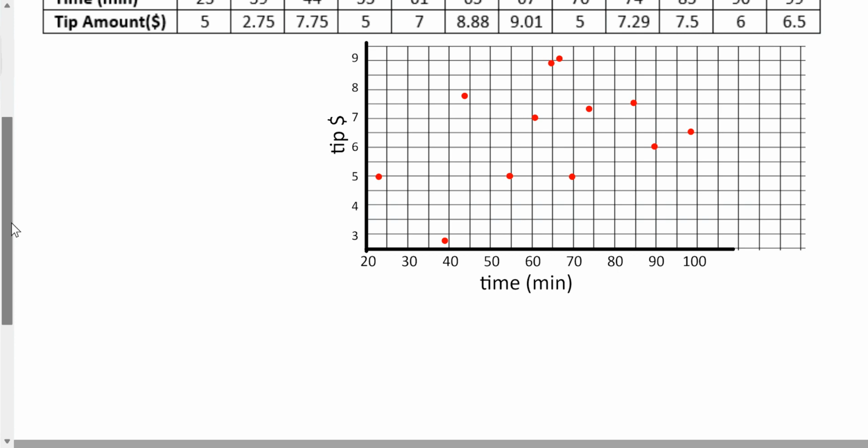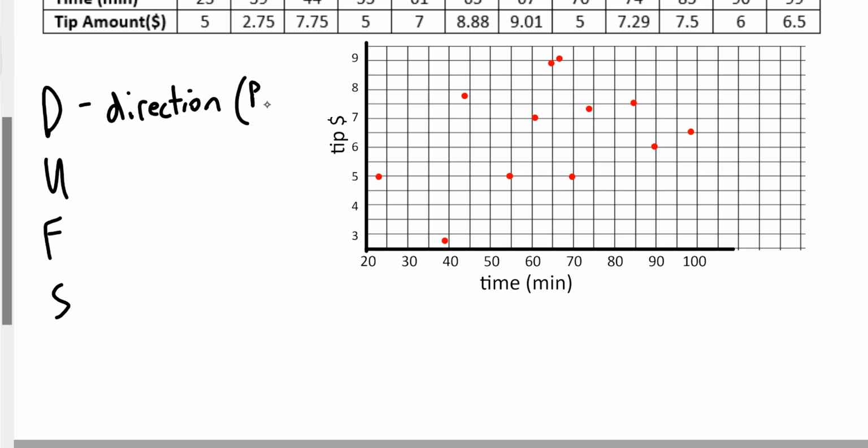Now, describing it. If you recall, our acronym is DUFS. D stands for direction, and this is positive or negative. U stands for unusual features, usually some sort of outliers or clusters that are obvious. F, the form. Is it linear or nonlinear is pretty much all we're looking for.